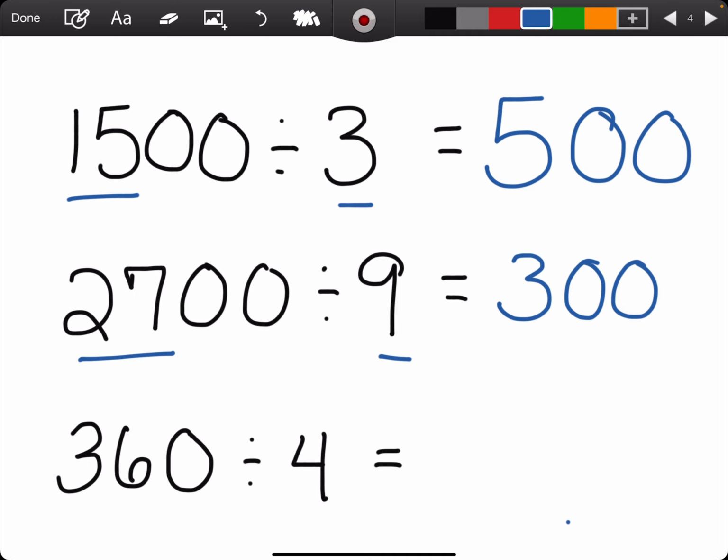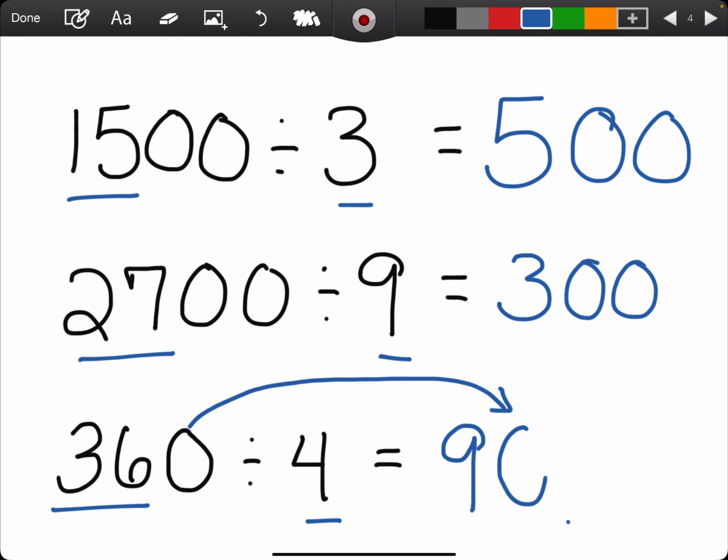Now, 360 divided by 4. Our basic fact is 36 divided by 4. What is 36 divided by 4? It's 9, but that's 36. Now, the 0 means it's tens. 36 tens is 360. So now I'm just going to bring over the 0, which would be 90. So it would be 9 tens. 360 divided by 4 is 90. So that's the first part.